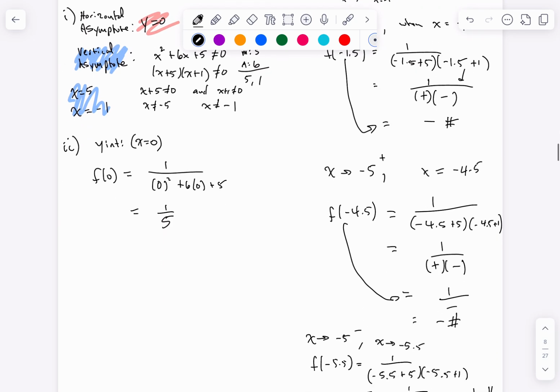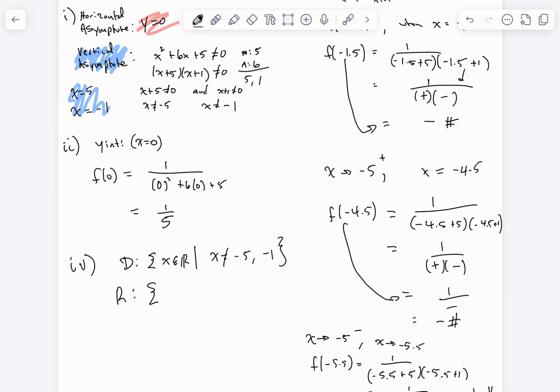And now I can just state the domain and range. So the domain is x can be everything. x can be a part of the real numbers such that x can't equal our two vertical asymptotes, negative 5 and negative 1. And our range can take on all values of y except 0. That one unacceptable range value is going to be our horizontal asymptote at y equals 0. So it can be all values of y except y equals 0.